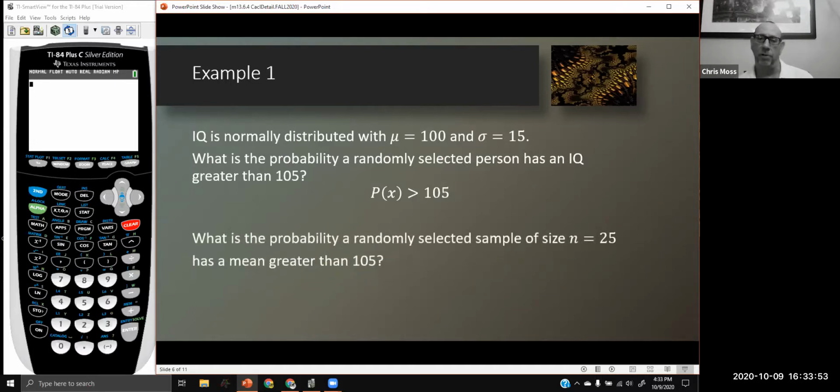Here's the follow-up question. What is the probability that a randomly selected sample of size n equals 25 has a mean greater than 105? Notationally, this looks a little different. It's the probability that x bar is greater than 105. It's a subtle change in the notation, but it makes a world of difference in the type of question that is answered.